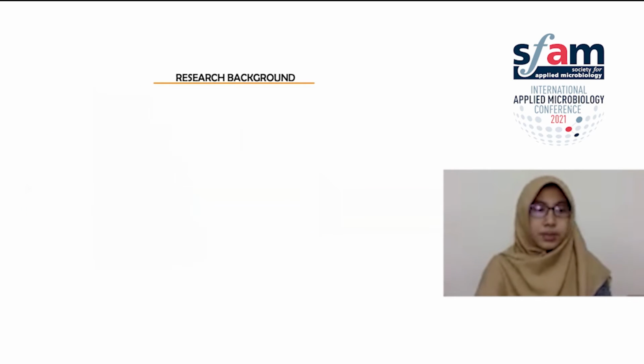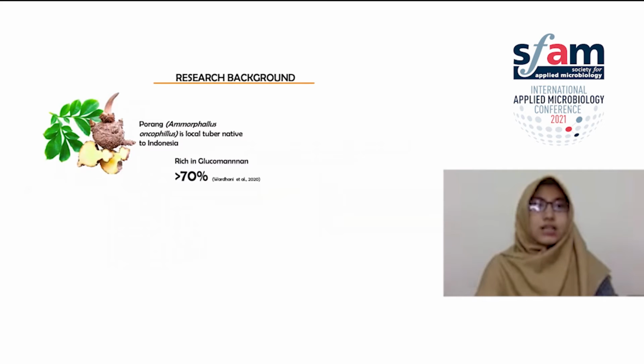This is our research background. This is what we call porang tuber, or Amorphophallus oncophyllus. Amorphophallus oncophyllus is a local tuber native to Indonesia and easy to cultivate. The production of porang is quite high in Indonesia. It can reach thousands of tons every year.